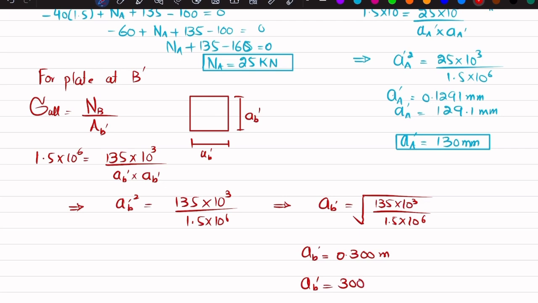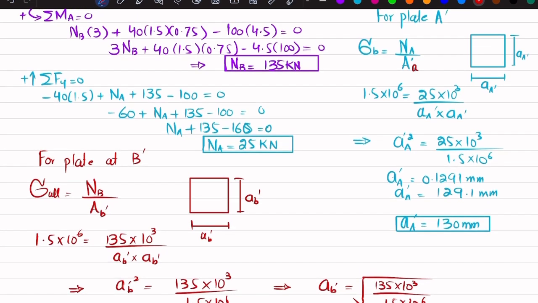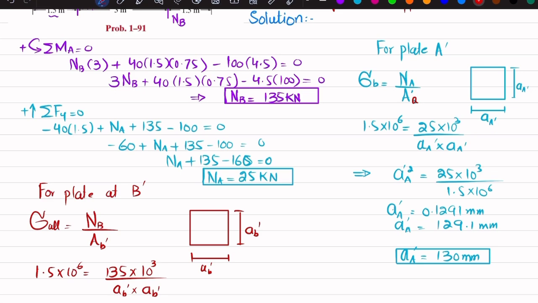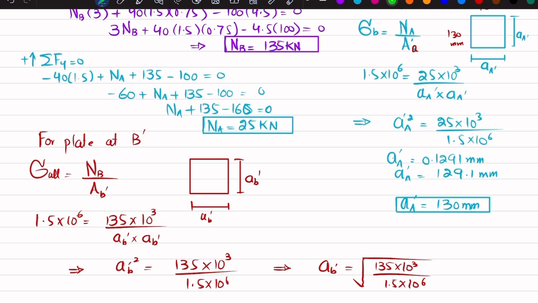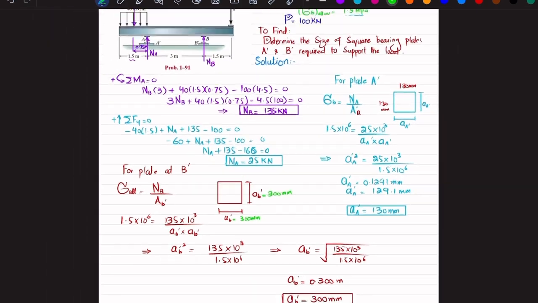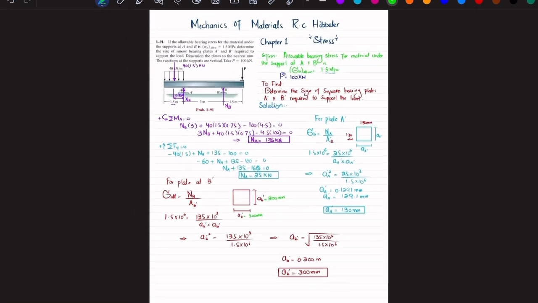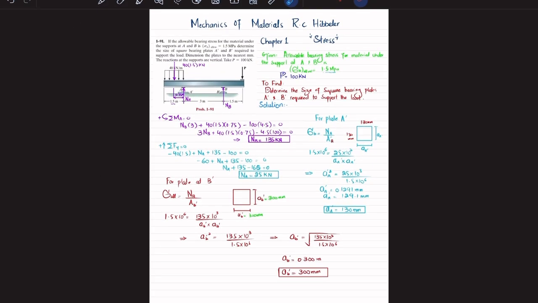AB dash is equal to 300 millimeter. So what we conclude is that the plate at A will be 130 millimeter by 130 millimeter. Clear? And the plate at B will be 300 millimeter by 300 millimeter. That can be used to support the load shown in the figure. And that was all about this problem 1-91.